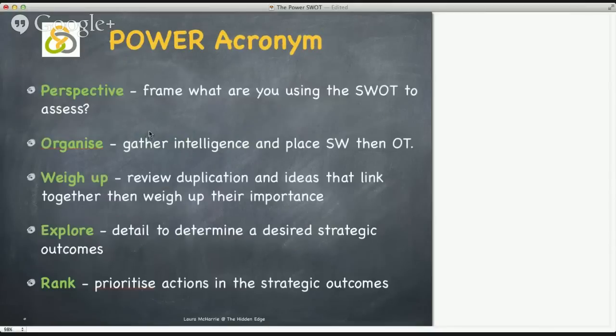Going back to E. E stands for explore. This is where we look at the detail to determine a desired strategic outcome. And R stands for ranking. This is when we look at the strategies that we could use and rank them in terms of priority for actions that will make a difference in your business. So that's what the Power stands for in Power SWOT.